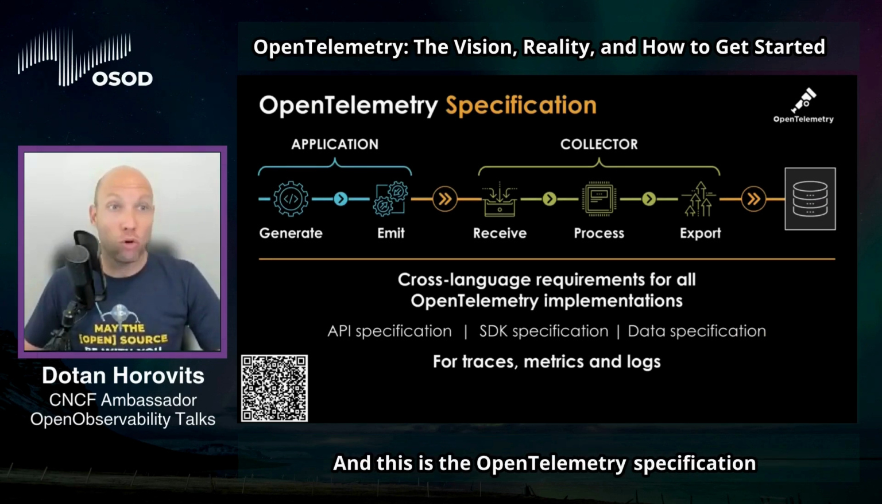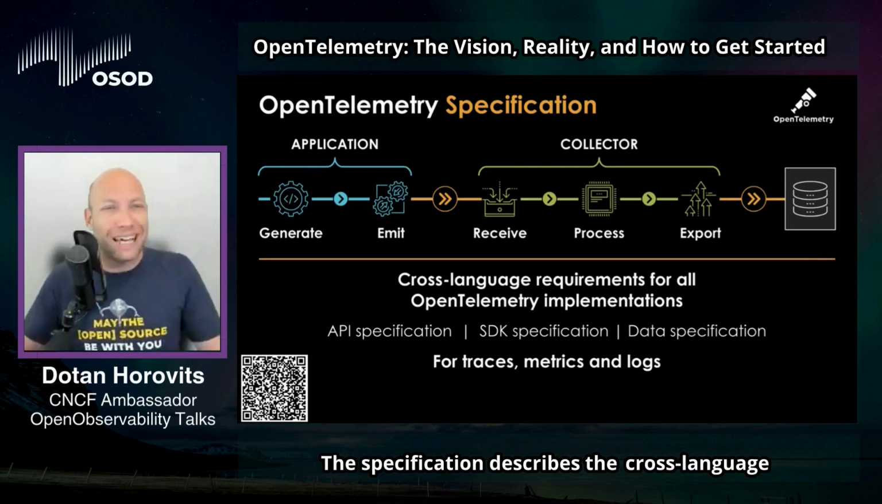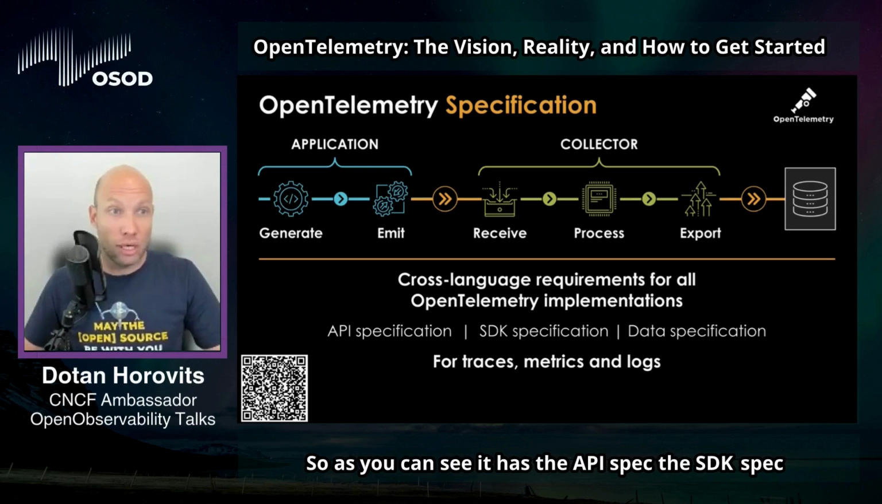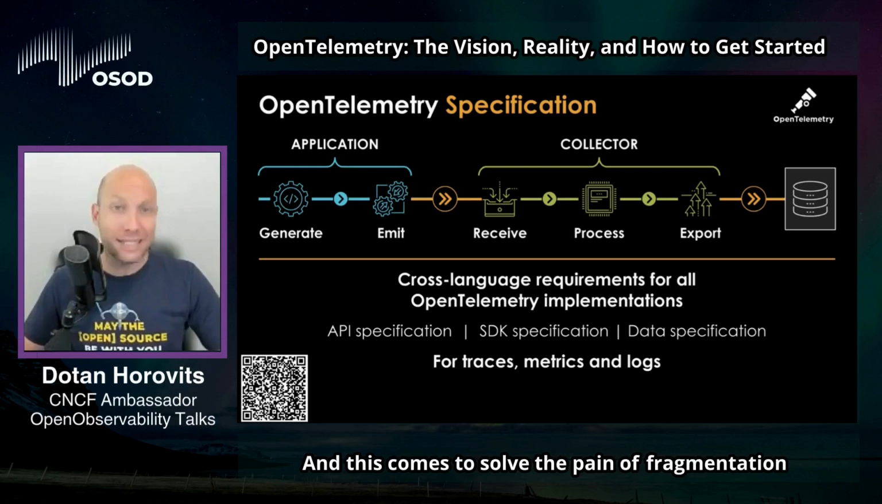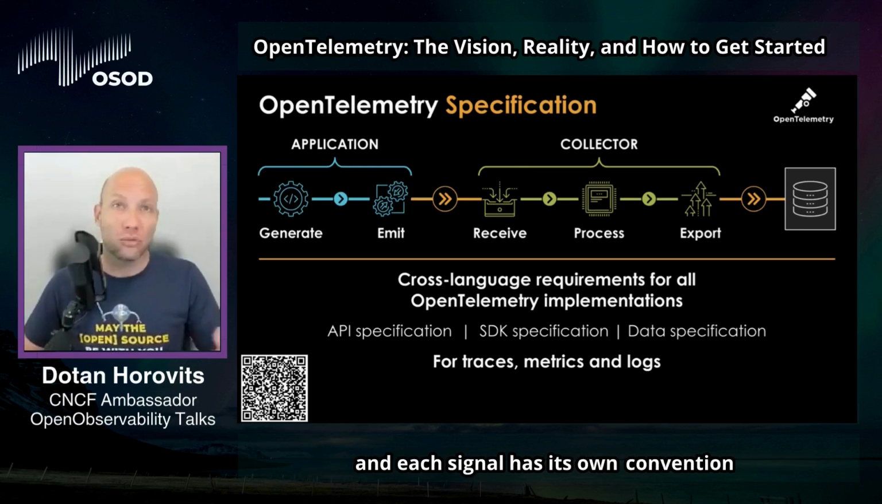And this is the OpenTelemetry specification. The specification describes the cross-language requirements and expectations for all of OpenTelemetry's implementations. So as you can see, it has the API spec, the SDK spec, and the data spec with semantic conventions and so on. And this comes to solve the pain of fragmentation, that each vendor and each programming language and each signal has its own convention.